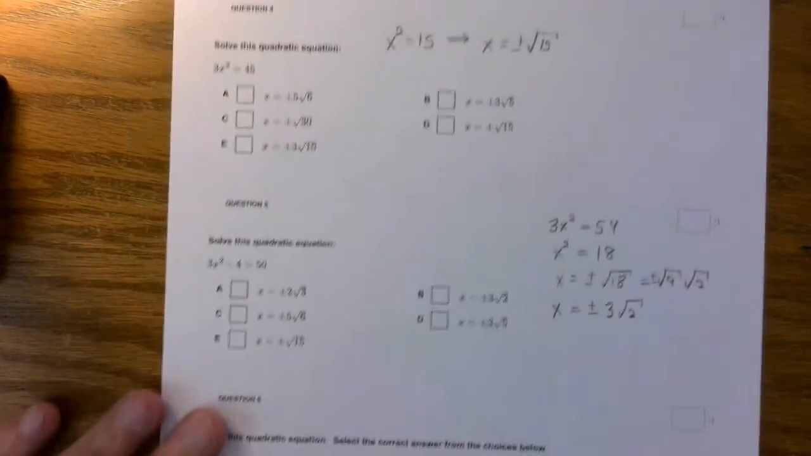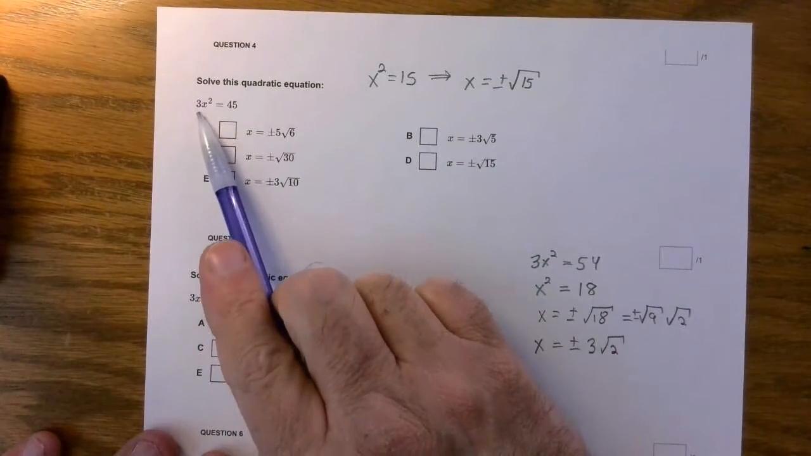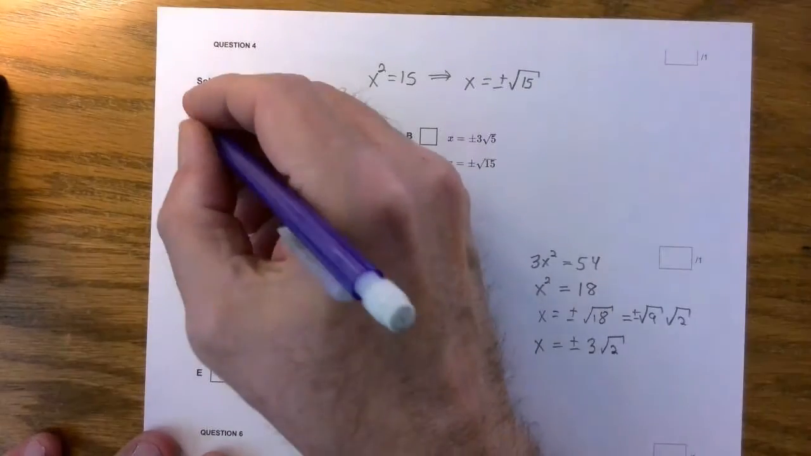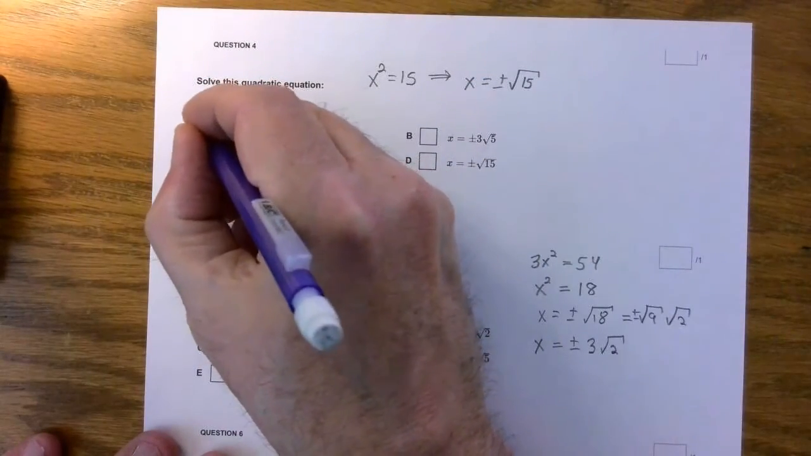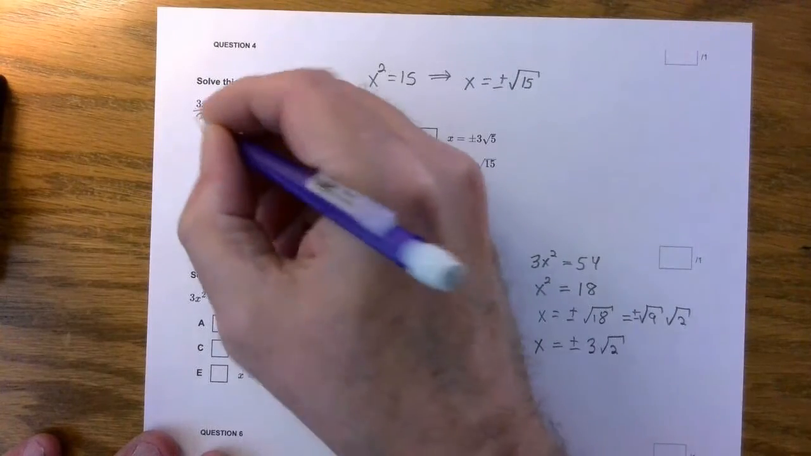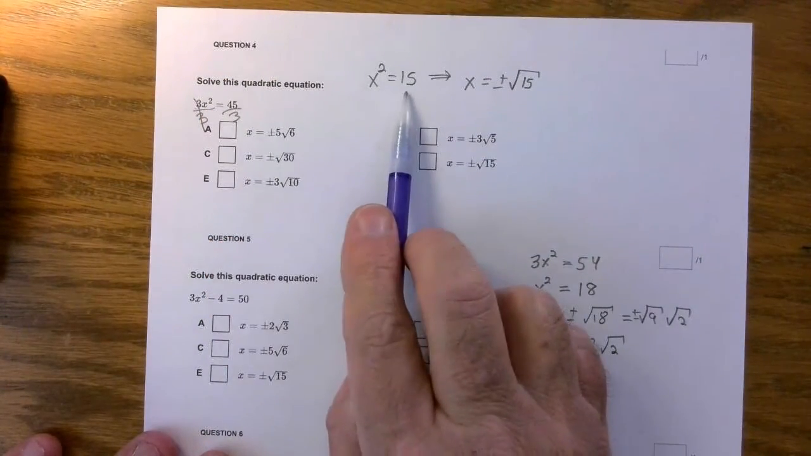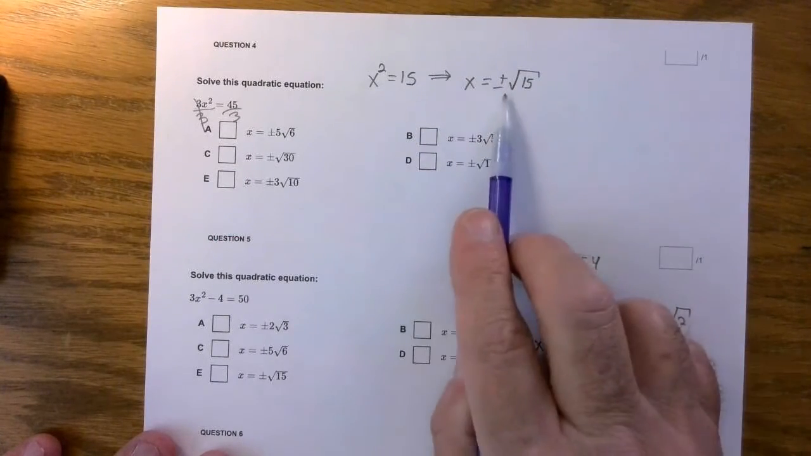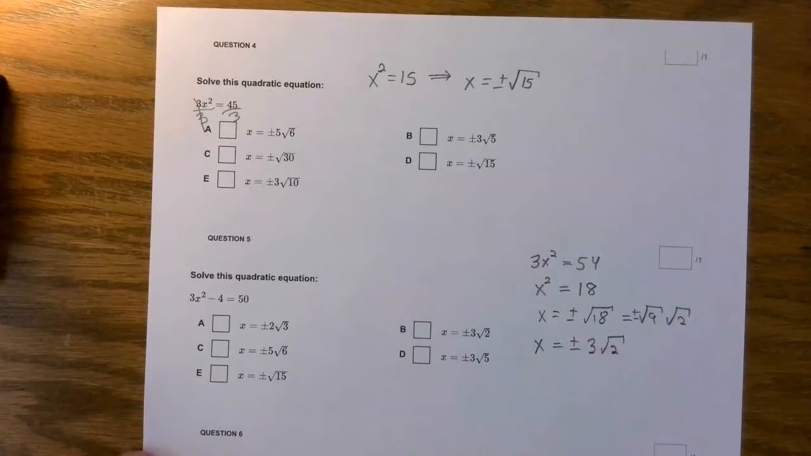All right, this is number 4. Guys, all you have to do with this one is first divide by 3. So I'm going to divide both sides by 3. So this just becomes x squared on this side. 45 divided by 3 is 15. Take the square root of both sides. Plus or minus square root of 15, the square root of 15.